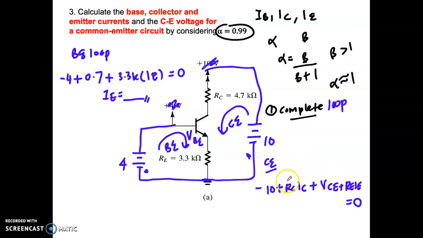Okay. You know your RC, how you can find IC from IE? Using the alpha. So what will be the formula? Formula to relate IC and IE is actually IC equal alpha IE. IE you already know from your BE loop just now. Alpha is given 0.99, then you can get your IC. So now you already know your IE, so you can get your VCE, one equation.